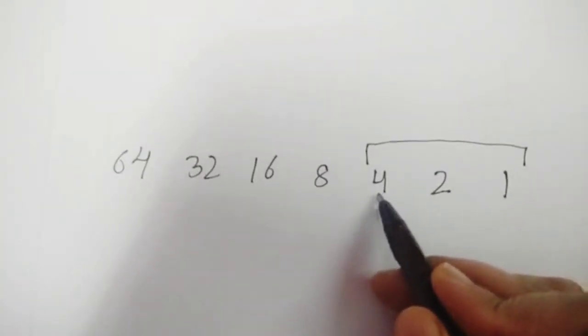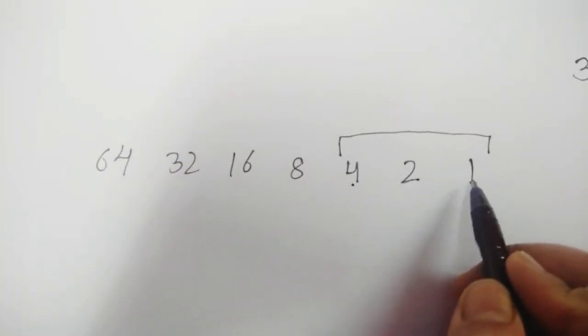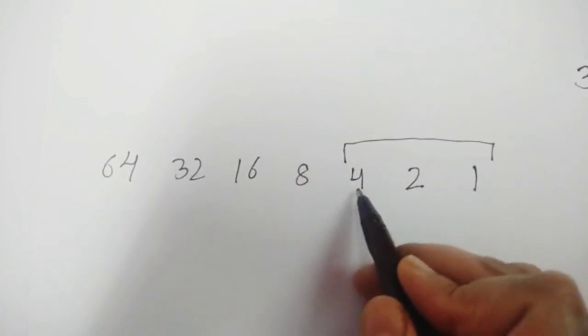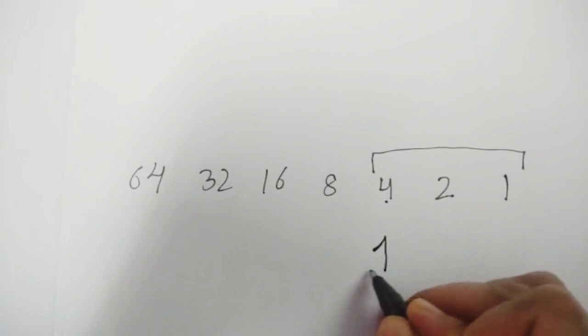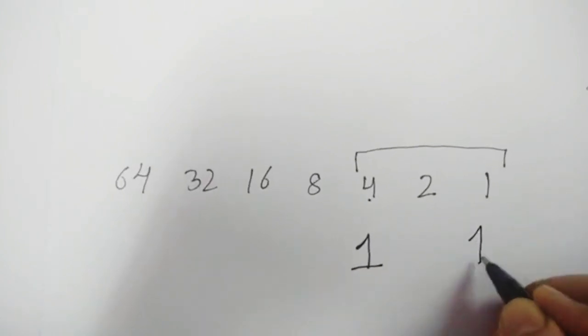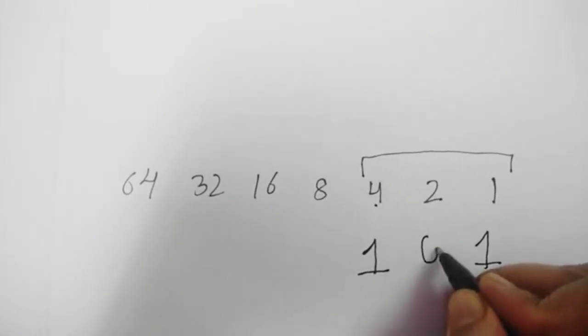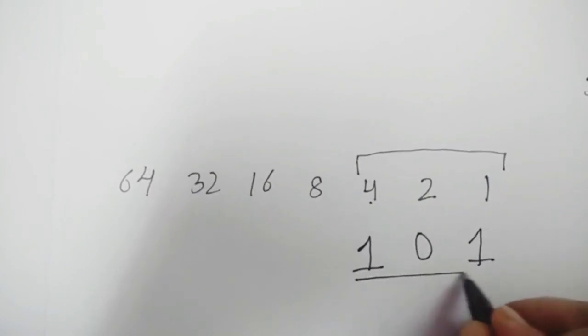Now tell me how you will frame 5 here. If I add 4 with 1, it becomes 5. So which columns are added? This column and this column. So whichever column you add, place 1 there, and which column is not added, place 0. So this is the output for 5.